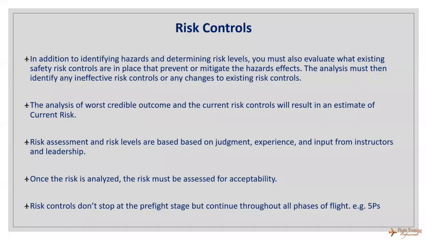So we have risk controls. In order to mitigate all that red that was just on the screen, we have something called risk controls. And this is where we can put these items in place to prevent and to mitigate those hazards from occurring. And that's risk controls, and those layers of Swiss cheese are the same thing, just two different ways to look at it. So we want to look at the worst credible outcome, and then we want to put in all these risk controls and get ourselves an estimate of our current risk.